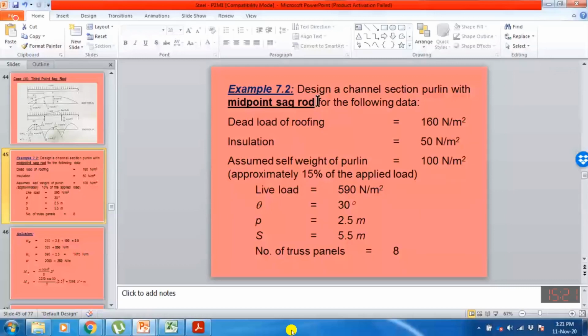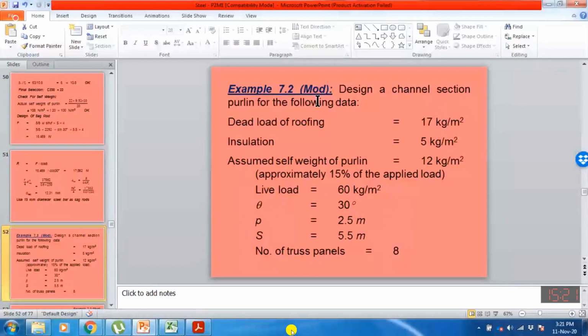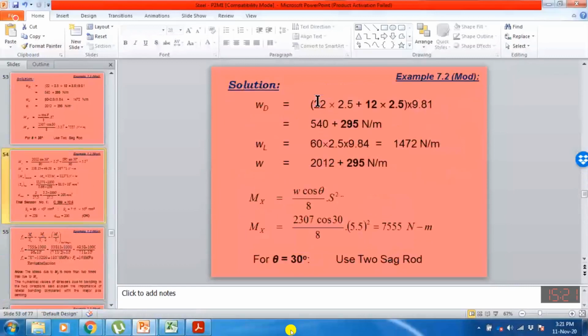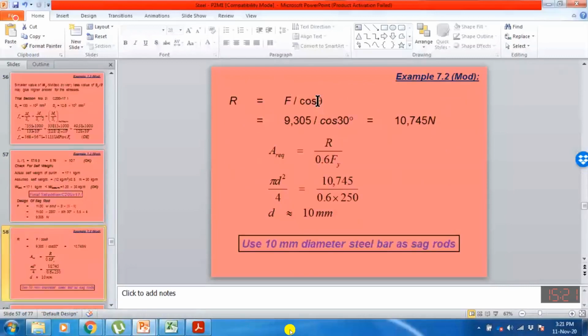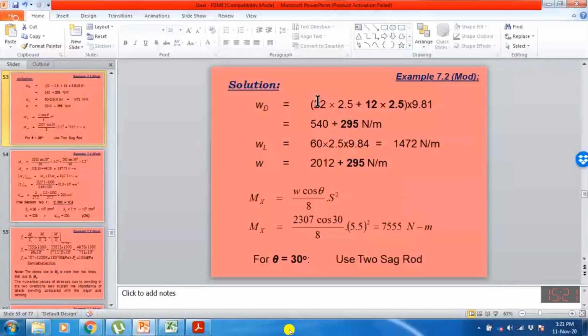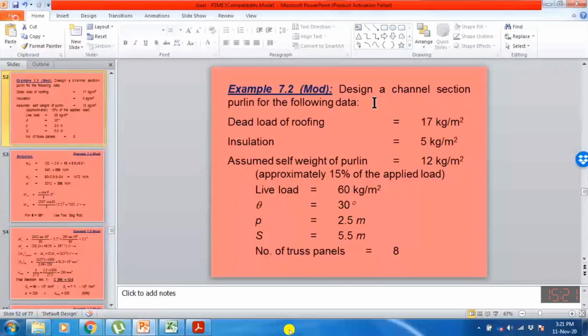Actually, I had also modified one example. Yes, I need to consider this example. Design a channel section purlin for the following data. The data is given. We are given the dead load of roofing, which is 17 kilogram per meter square. Insulation panel load is given as 5 kilogram per meter square. And at the start, we are assuming the self weight of the purlin equal to 12 kilogram per meter square.